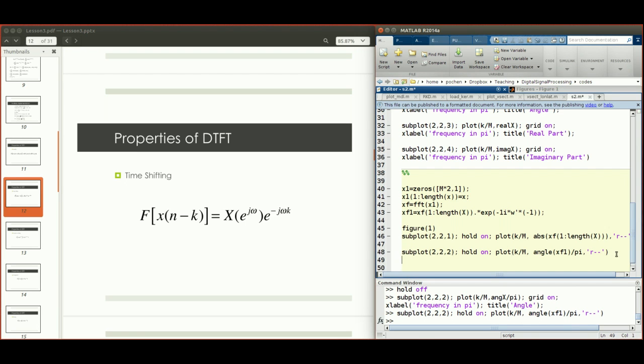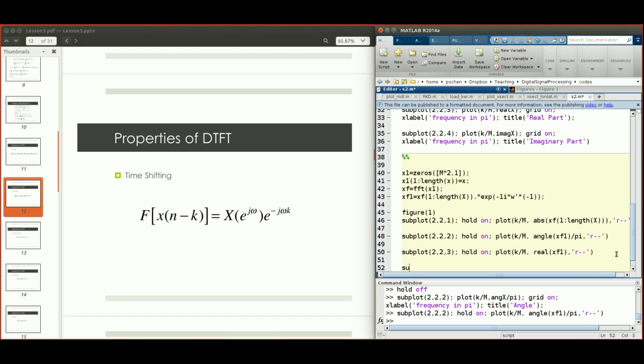And you can also compare the real and imaginary parts. Again, hold on. Now, real XF1. And then subplot 2, 2, 4. Hold on. Plot big M, XF1. Right.